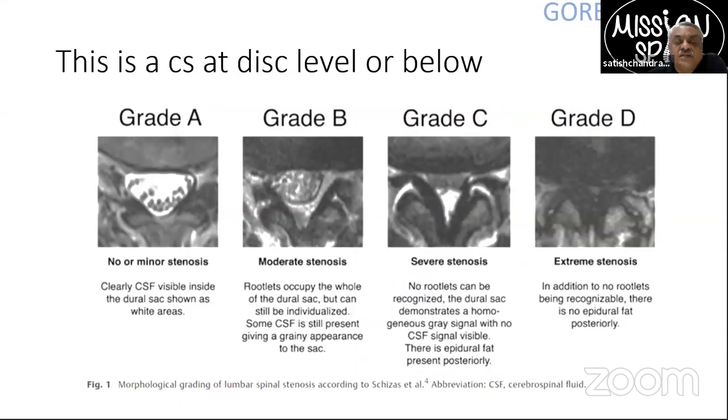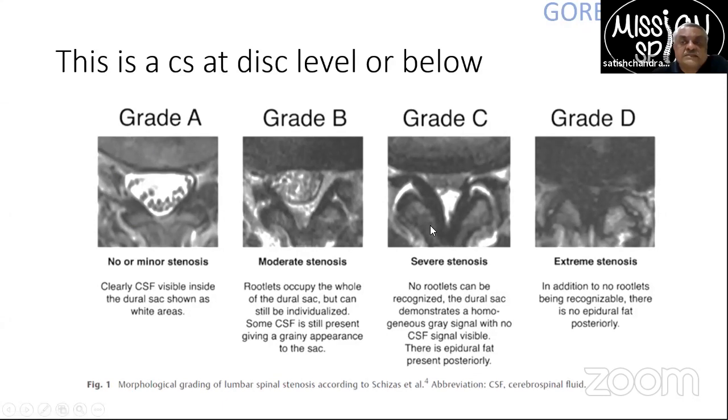Now, traditionally, we have been looking at these pictures and these sorts of classifications. Now, there is some cheating going on in this classification. What you have to remember is when you look at the first picture, that is grade A, you're looking at a full size dural sac, and you're looking at the posterior elements, which are more in the form of the inferior articular process and the lamina, and you don't see much of the superior articular process. Now, this is a view in the upper part of the foramen.